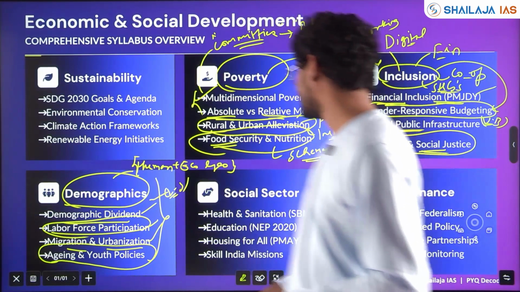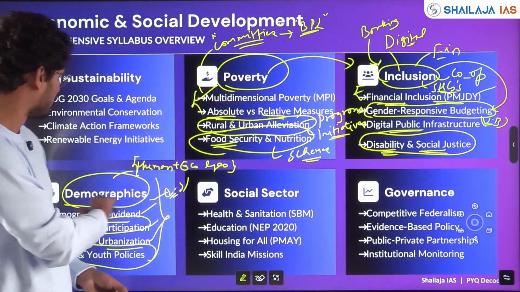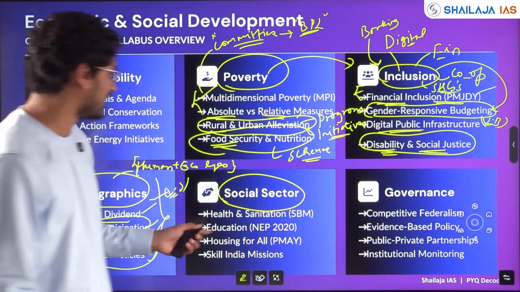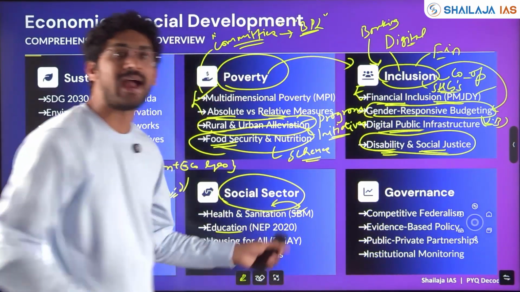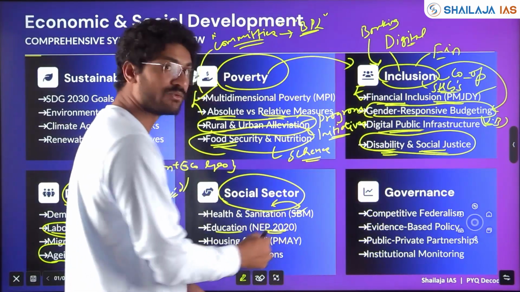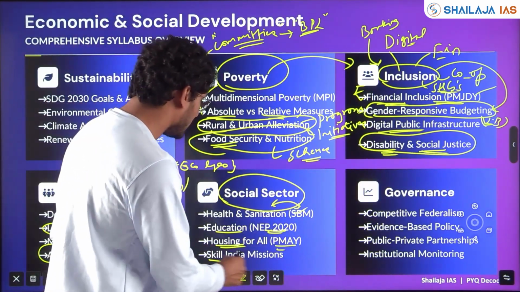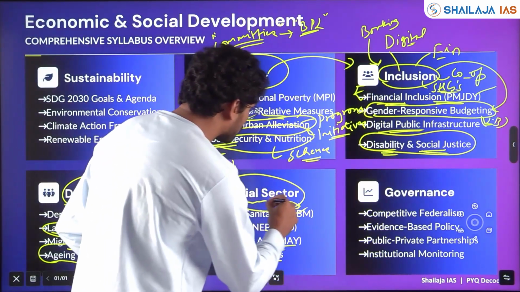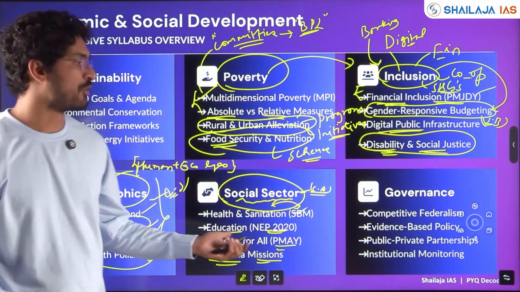Next we have the social sector. Again it is linked to poverty, sustainability, inclusion, and all this will be under the social sector. Health and sanitation, Swachh Bharat Mission, the acts, the schemes, the themes linked to this become very important. Education, a question was asked. Housing for all, a question was asked. Skill India, a question was asked. All these themes involved in the social sector and current affairs will be very important in economy.